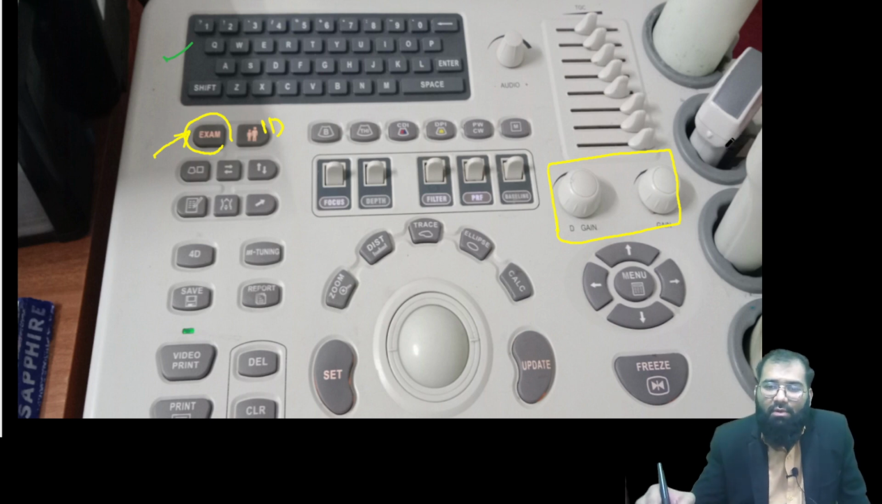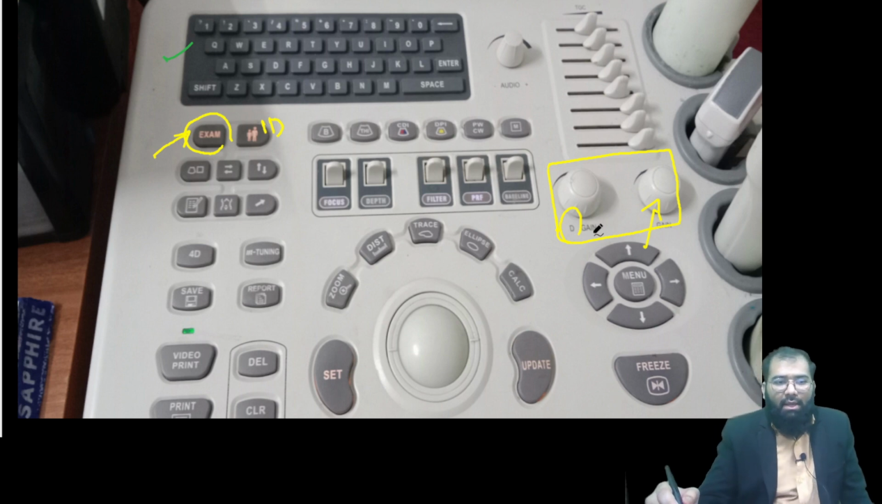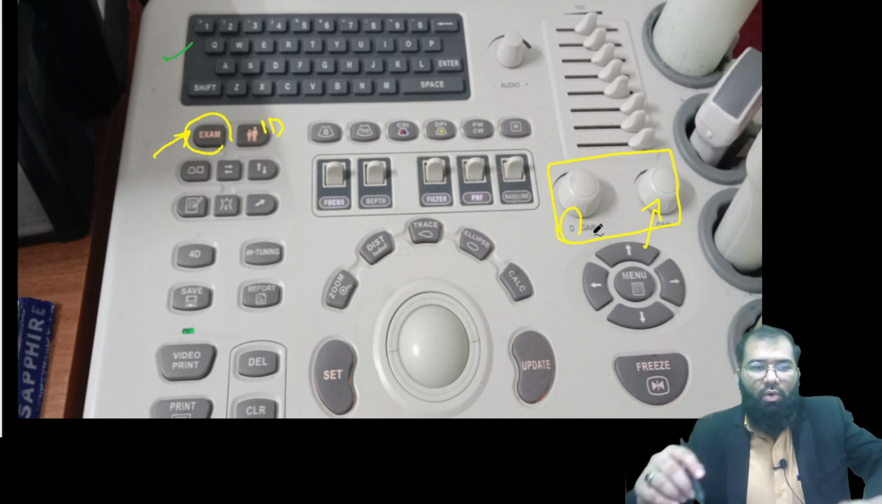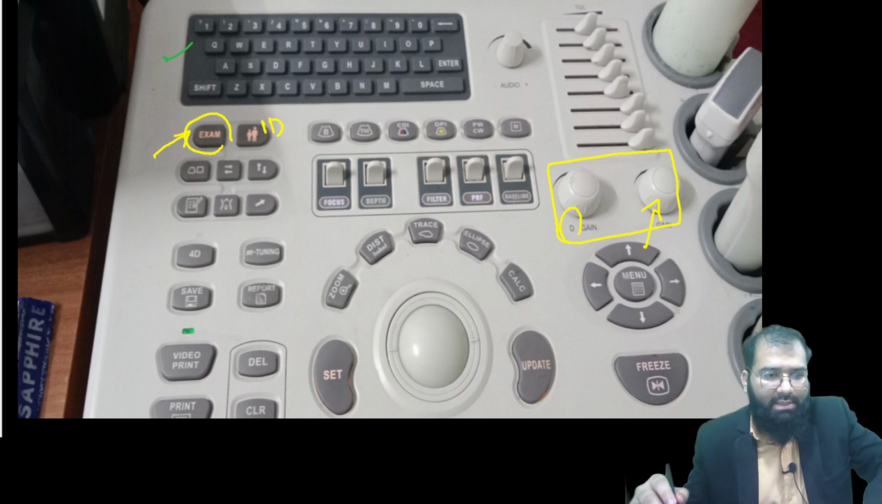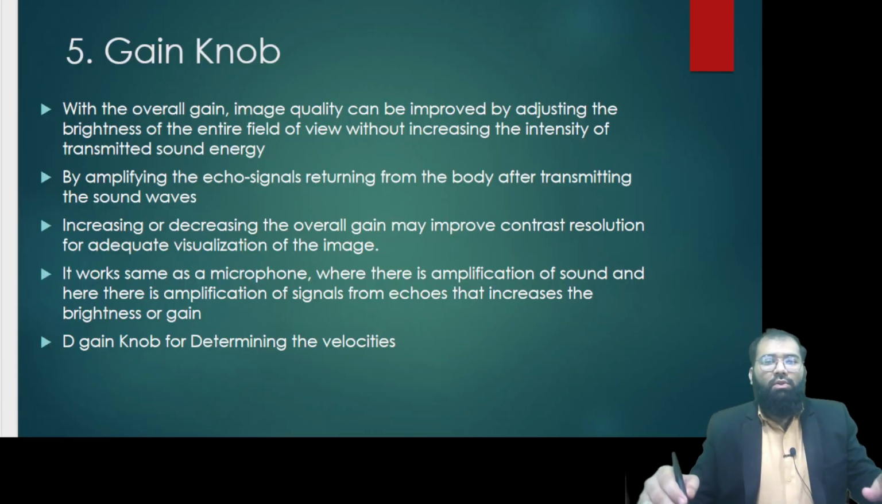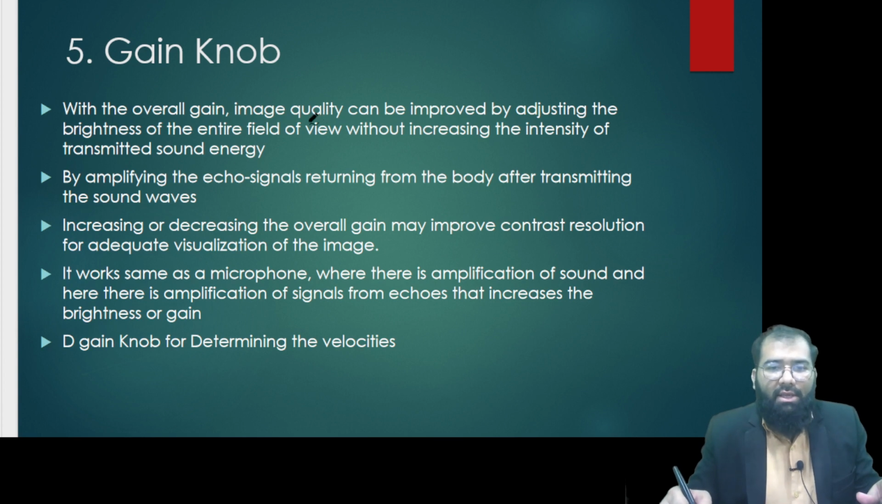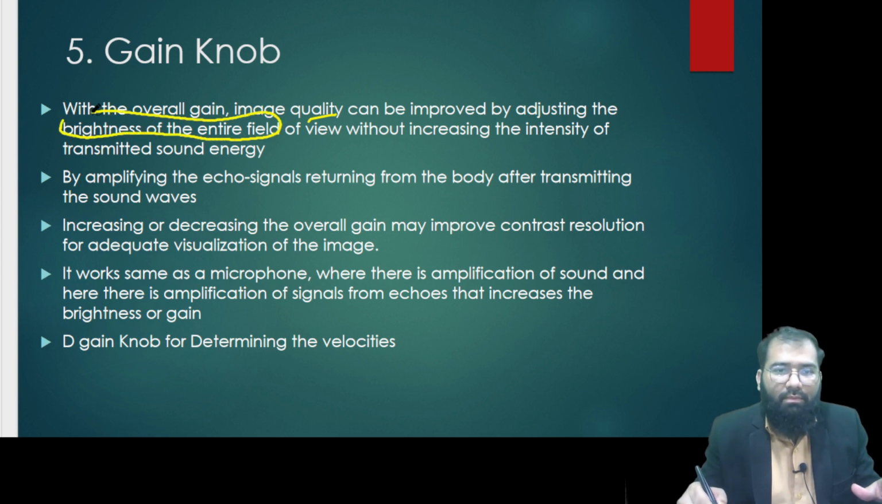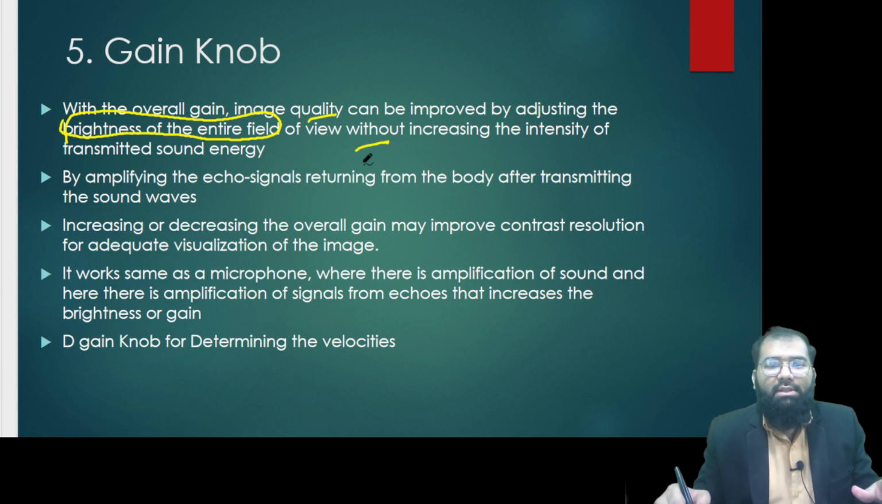There are two types of gain. One is gain in your routine image, and one is Doppler gain. I'll discuss both of them. So what do you mean by gain when it comes to the routine image? Let us discuss gain. With the overall gain, the image quality can be improved, that is by adjusting what we call the brightness of the entire field, without increasing the intensity of the sound energy.